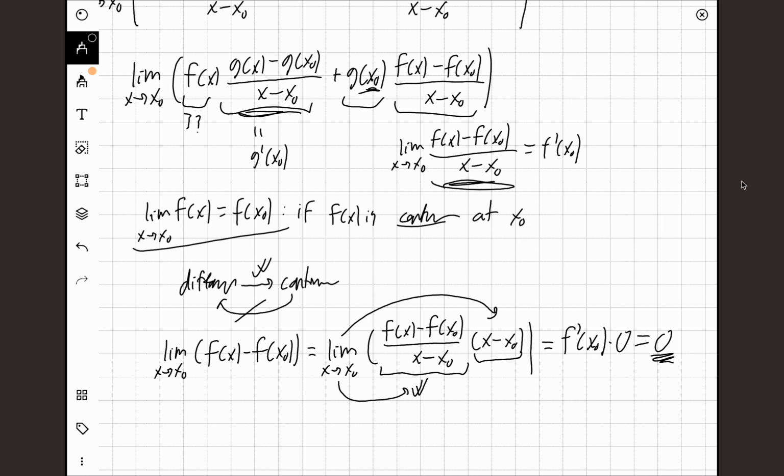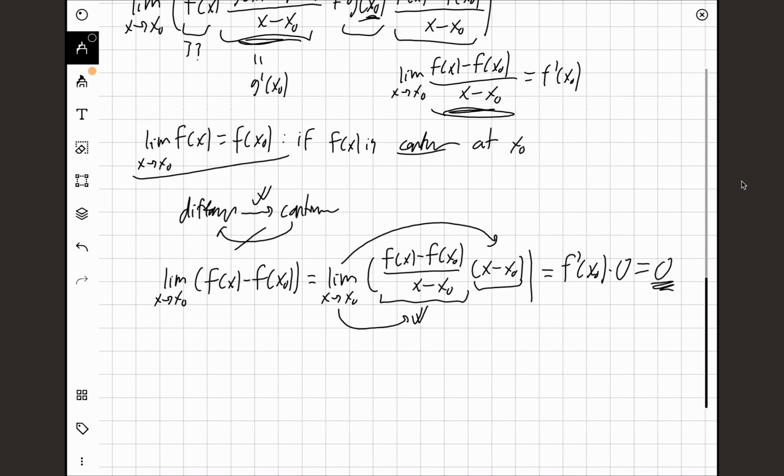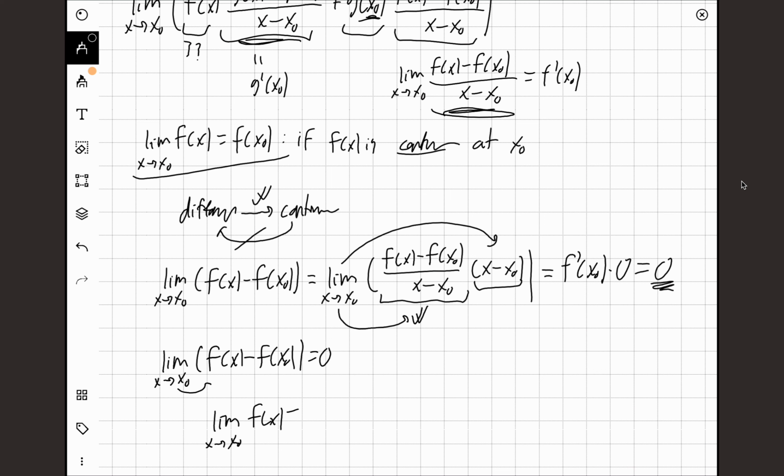So this equals 0. And now you might ask, well, is this over? Have we finished the proof? Because the limit as x goes to x0 of f(x) minus f(x0) equals 0. So now if we distribute the limit here, we just get that the limit doesn't affect this. So we get the limit as x goes to x0 of f(x) equals, we put this on the other side, f(x0), bang.